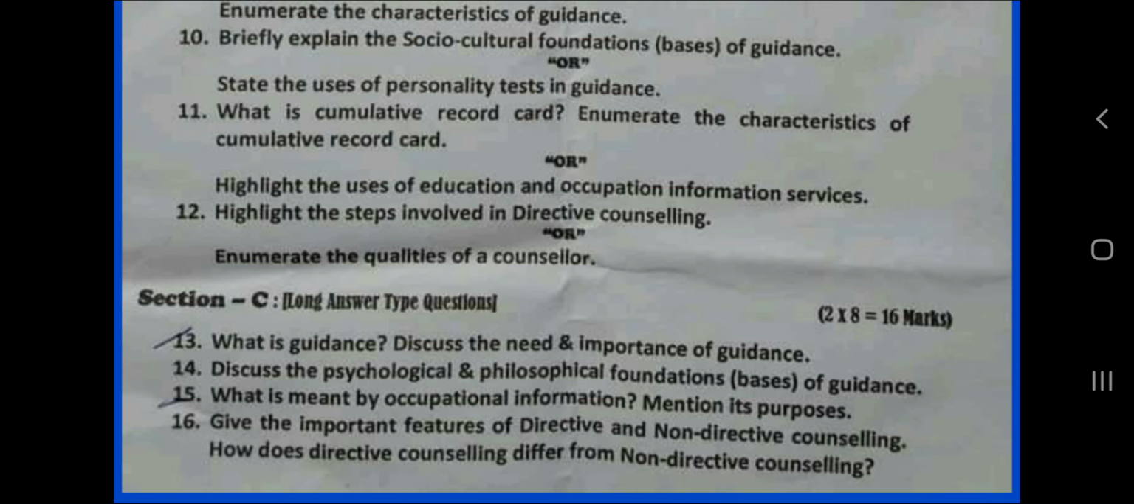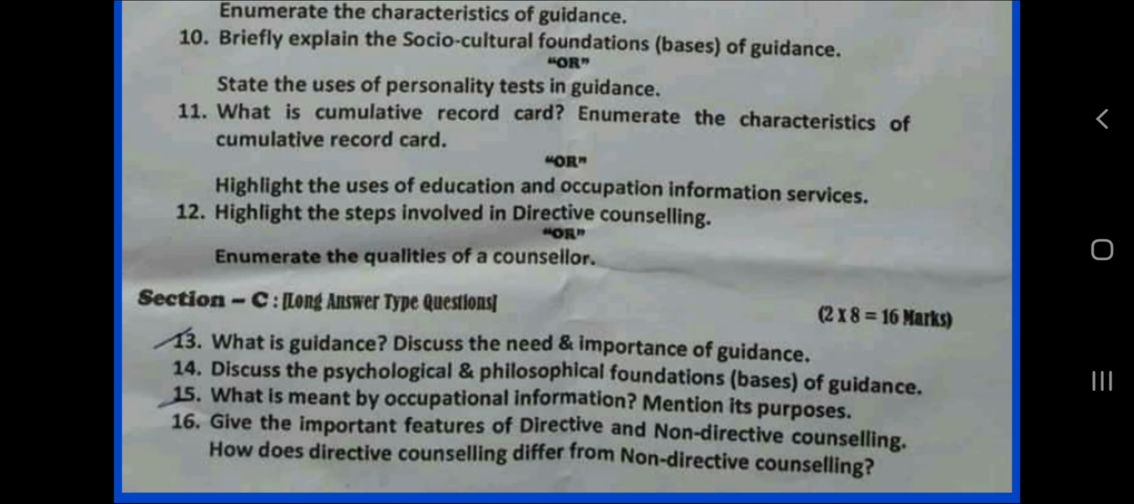Section C, long answer type questions 2 into 8 is equal to 16 marks. Question number 13, what is guidance? Discuss the need and importance of guidance. Question number 14, discuss the psychological and philosophical foundations or basis of guidance.